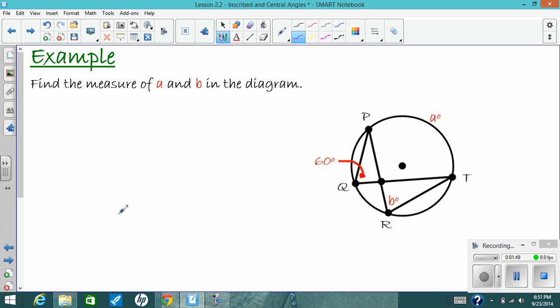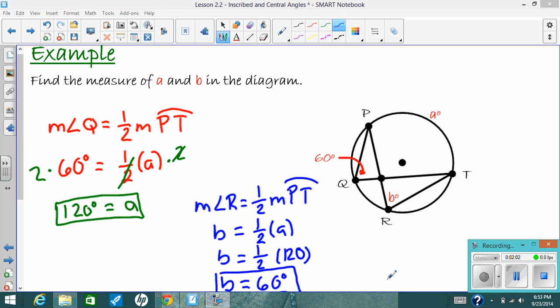Go ahead and pause the video and try this example. It's a little more complicated than the one I just showed, but take your time, and then I will go through step by step and talk about how to find the measure of A and the measure of B. If you solve this correctly, you should get that A measures 120 degrees and B measures 60 degrees.